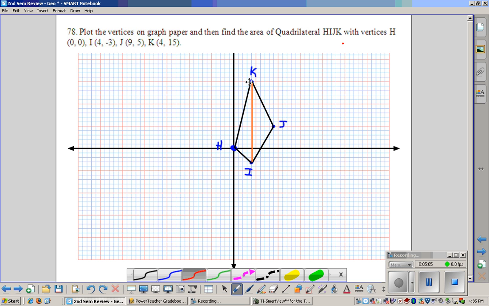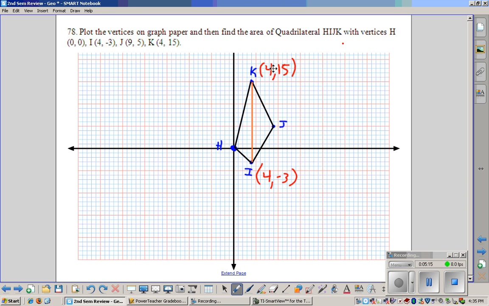So from as high as 15, because this is 4 comma 15, all the way down to -3, that's a distance of 18. So that's the base of both of these triangles. The height is this distance right here. That height is 4. And the height of this triangle is from 4 all the way out to 9. I think that's a distance of 5. So we have two triangles with a base of 18, a height of 4, and a base of 18 and a height of 5. So we'll find the areas of those.